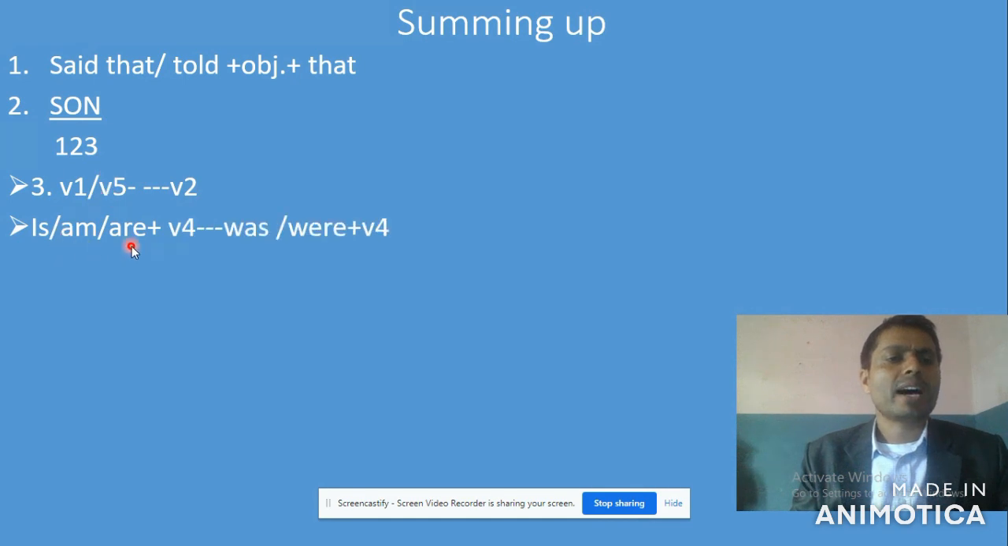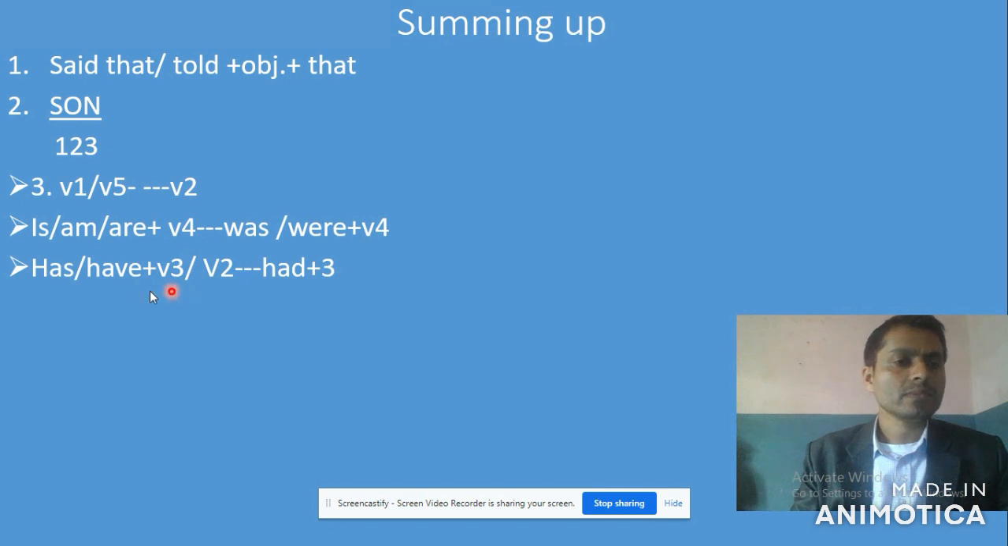If there is is/am/are plus verb 4 in direct speech, then it becomes was or were plus verb 4 in indirect speech. Never forget. Then has/have plus verb 3, or verb 2. It means present perfect or simple past change into past perfect: had plus verb 3. Never forget, present perfect and simple past change into past perfect, had plus verb 3. Got it? Okay, now look at the next one.